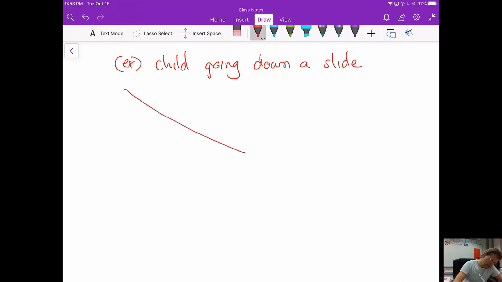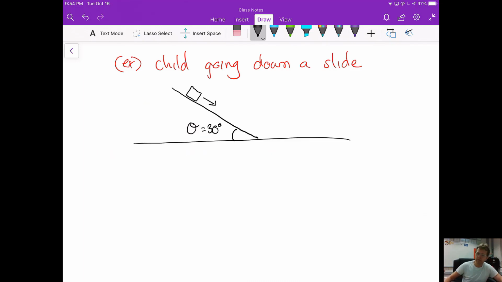And let's say that the slide, oops, that was a poor drawing. Let me pause and do. Okay, so I've got a child, a box shaped child, going down a slide and accelerating down the slide. Let's say that the child has a mass of, let's use 40 kilograms again. That seems like a good small mass for a small person.